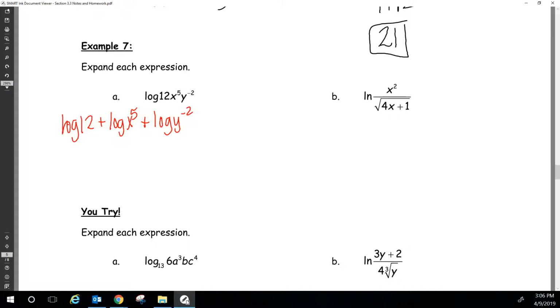And then the second step is to take any exponent that I see and move it down to the front. So this is really log 12 plus 5 log x minus 2 log y.